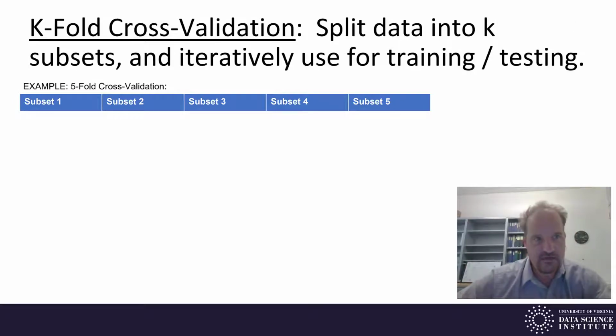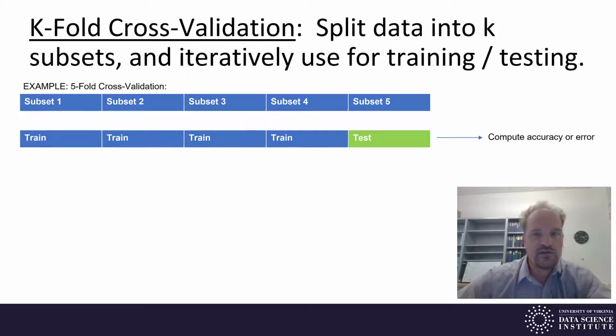So here's how K-fold cross-validation works. We split our data set into K subsets, and we're going to iteratively use these subsets for training and testing. Here in the example on the screen, we're doing 5-fold cross-validation. This blue bar represents our data set, and we've cut it into 5 roughly equal-sized subsets. Then we take one of those subsets, in this case subset 5, and use that for testing, and we train our method on the other 4, and then we compute accuracy or error.